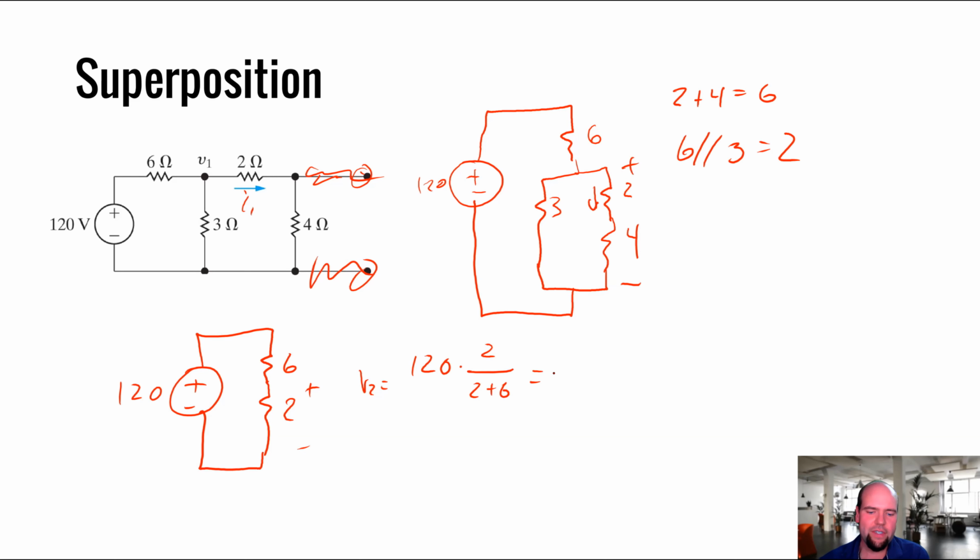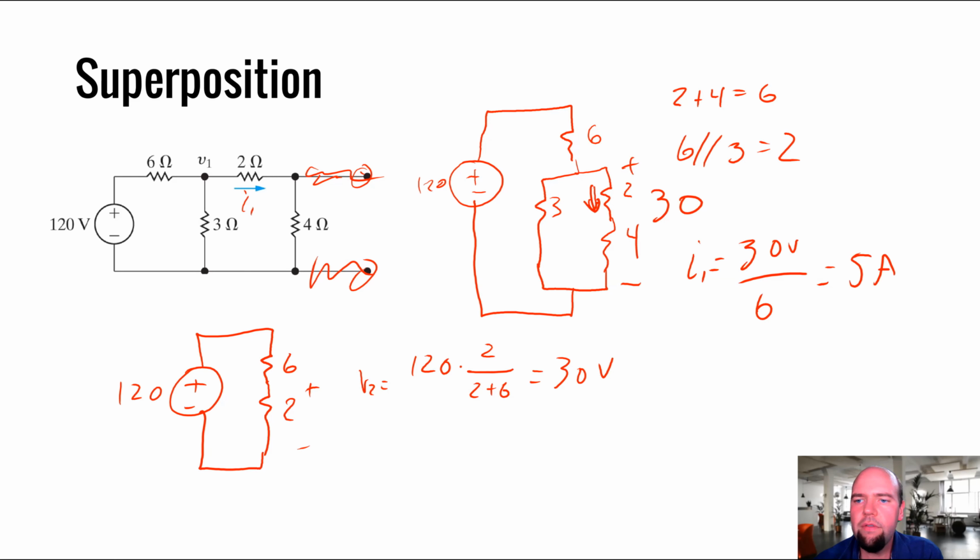So again, it's one of those where I know it, but let's just sanity check ourselves here. 30. So that means we had 30 volts across here. So if we had 30 volts across here, and I'm curious what the current is through this branch, the resistance was 6 ohms. So I1 is going to be just 30 volts divided by 6, which is going to be 5 amps. Got it. We found I1 once.